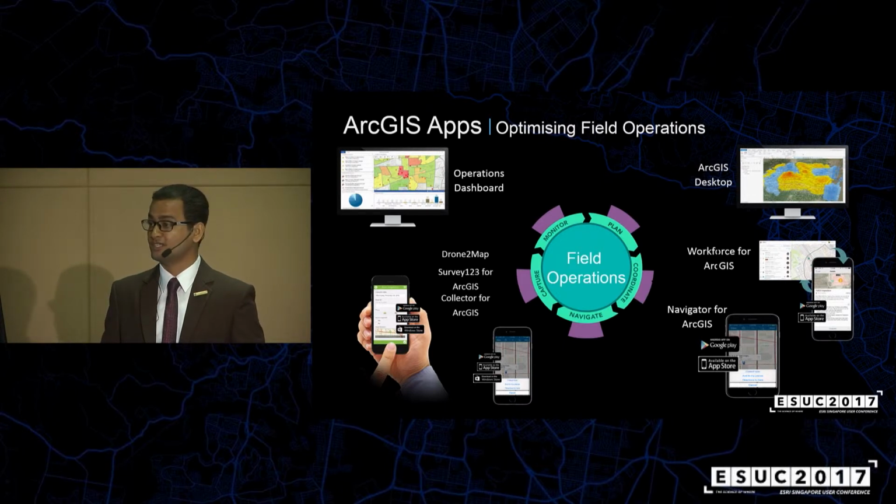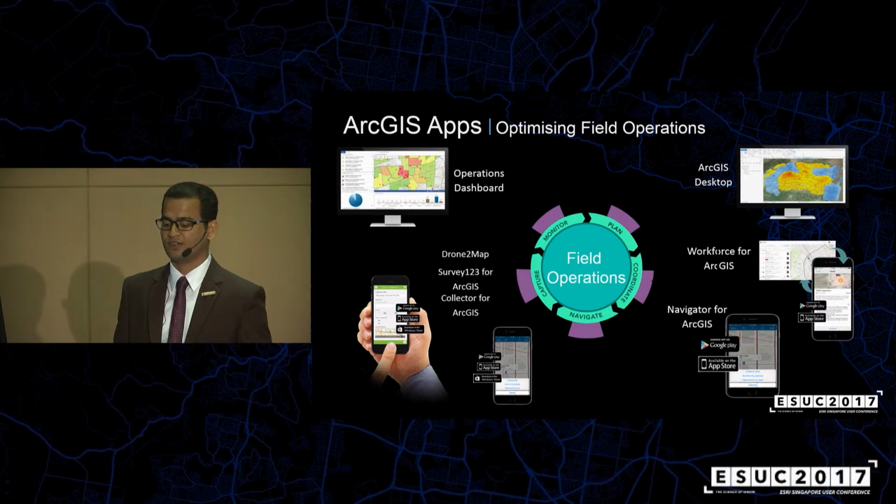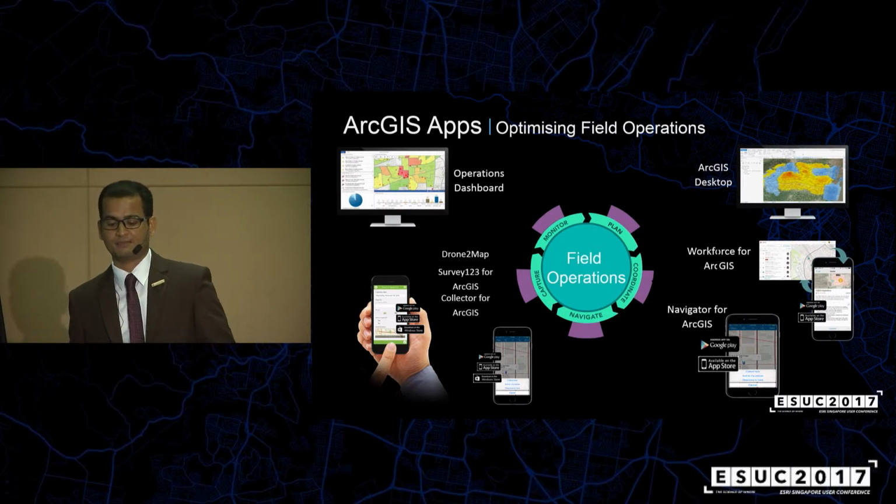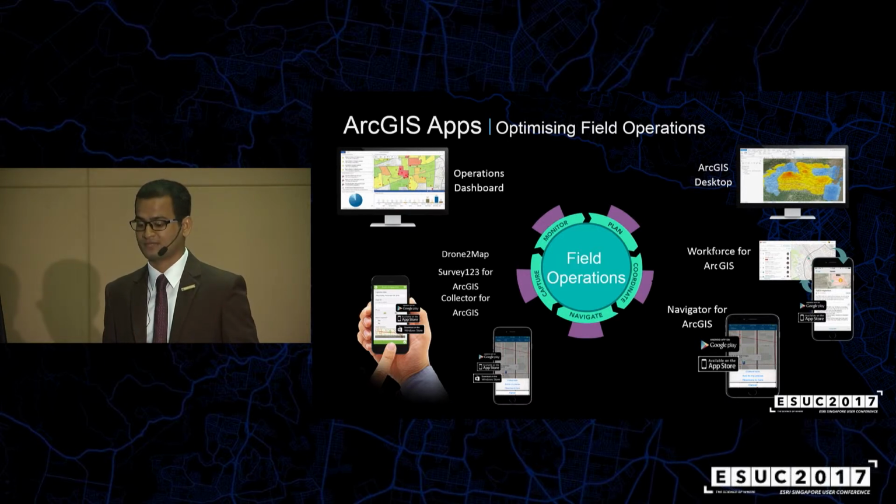A field operation workflow integrates all stages of the process, from planning through coordinating field officers, navigating efficiently, capturing information in real time using Collector or Survey123, and finally back to the office, where we can monitor the different activities and report the status of the work to our executive team. As you can see, for each stage of this workflow, there is a particular specialized app available to accomplish the task.